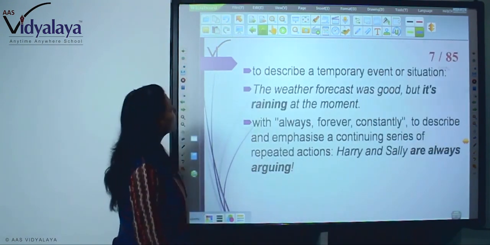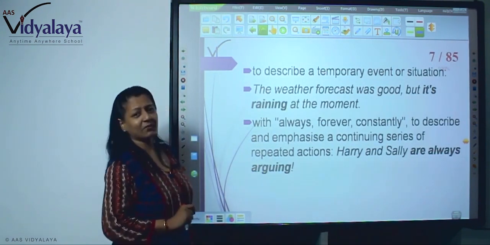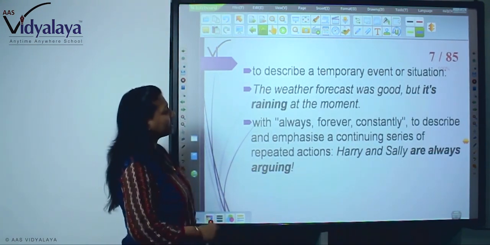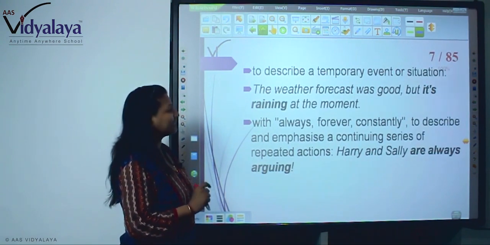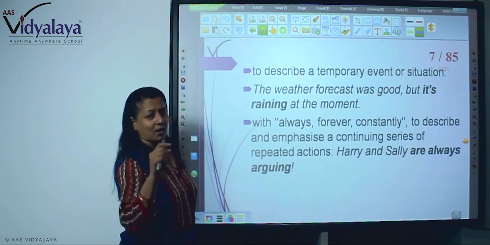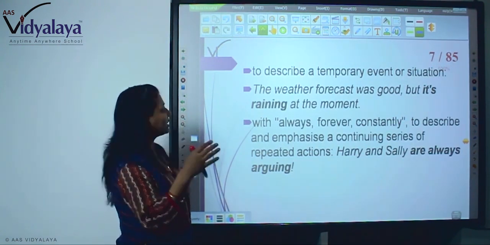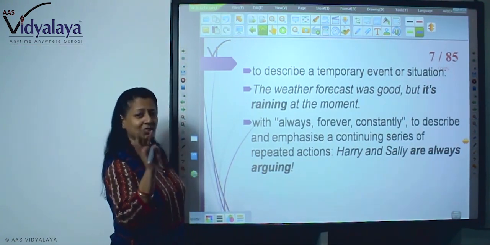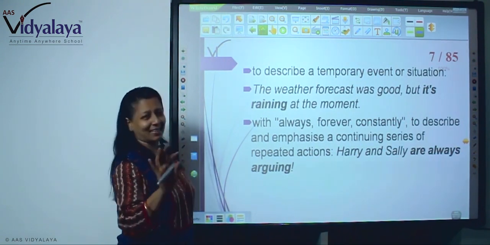Now next. To describe a temporary event or situation. The weather forecast was good, but it's raining at the moment. Yes, temporary. It will stop because the weather forecasted that weather will be good, but now it's raining at the moment, right?